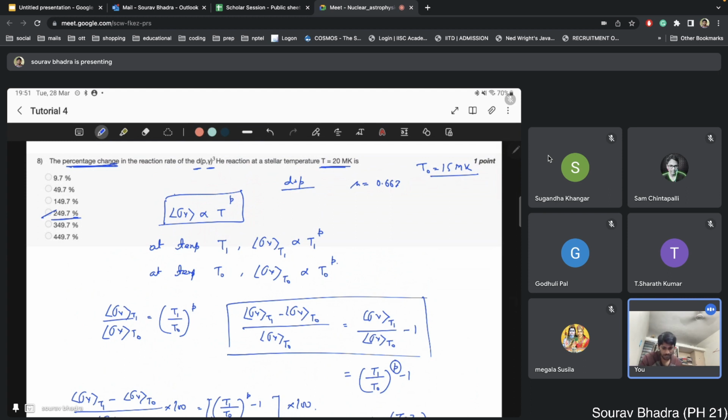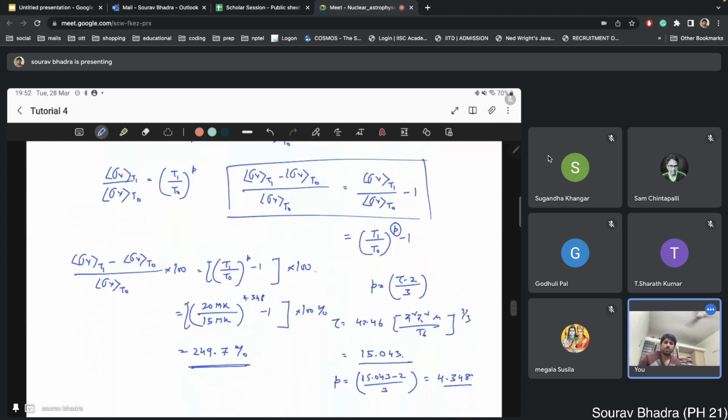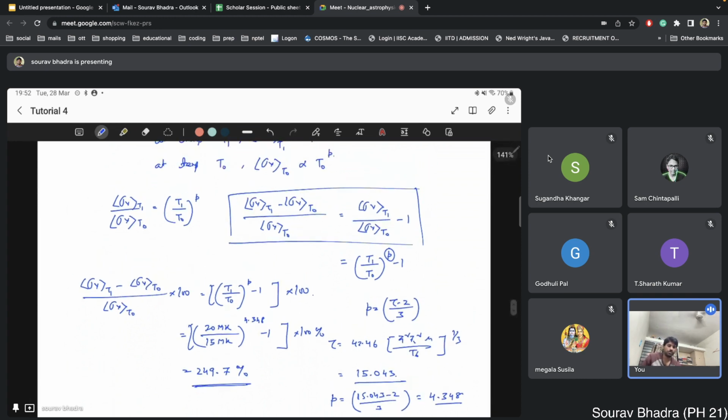So this is the fractional change. Okay, if you have any question till now, these were the main problems which I wanted to discuss in this particular session. But one thing I am lagging behind on, that is the nuclear shell model and the liquid drop model. There are one or two questions from the shell model and the liquid drop model.